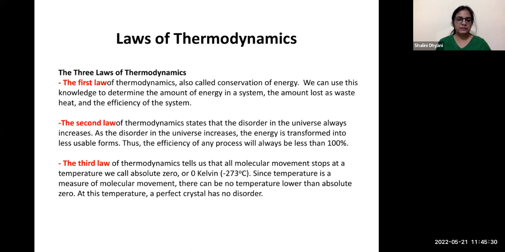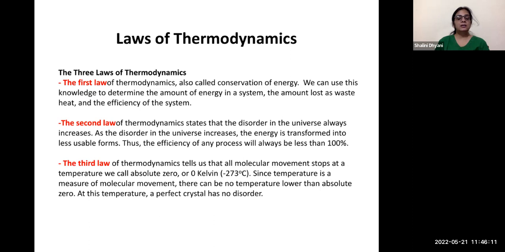Now, the second law of thermodynamics is about disorder in the universe. In the universe, every particle has a tendency to achieve maximum randomness. As the disorder in the universe increases, the energy is transformed into a less usable form. That's very clear when you burn fossil fuel or coal. You are increasing the disorder, you are increasing the entropy, and thus the efficiency of any process will always be less than 100%, because a certain amount of energy escapes as entropy.